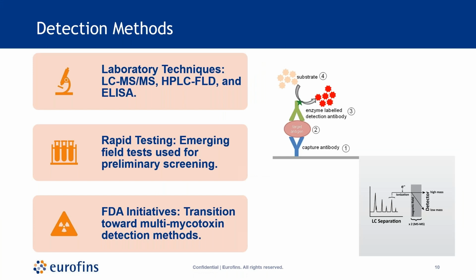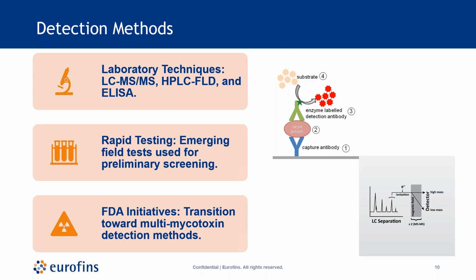First, just going to be talking a little bit about methods here. Accurate and timely detection is the cornerstone for managing mycotoxin risks. Laboratories routinely employ sophisticated analytical techniques such as liquid chromatography tandem mass spectrometry, or LC-MS/MS, high performance liquid chromatography with fluorescence detection, and enzyme linked immunosorbent assays, or ELISA, for rapid and low cost testing.